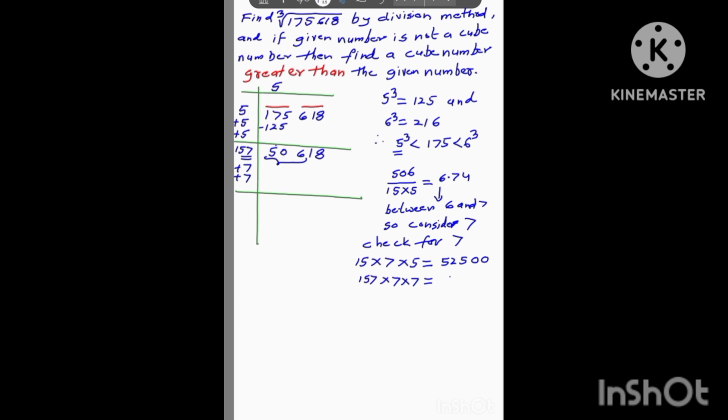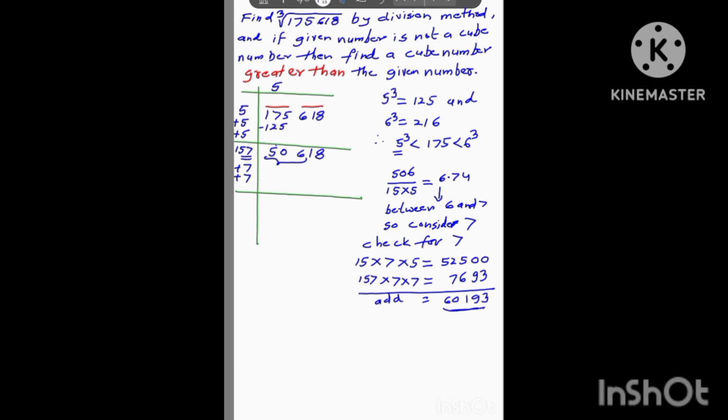What is 157 into 7 into 7? It is 7693. Now add this. You are bound to get a number greater than 50618, and that is what we want. So add this, you are getting 396. Okay, so 60193. This is the number. So subtract it from 50618.